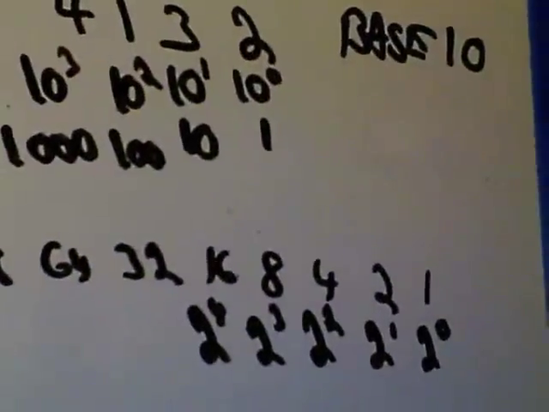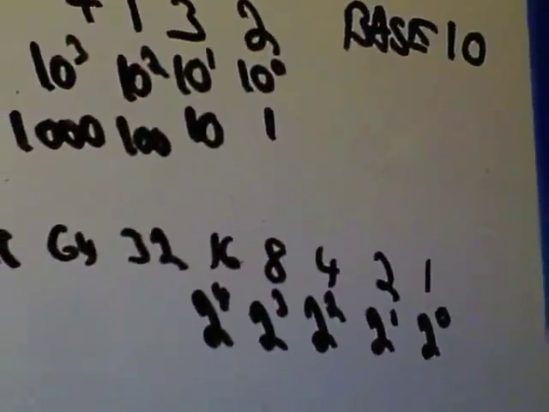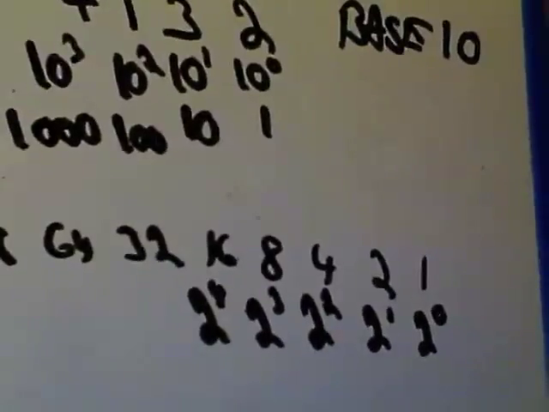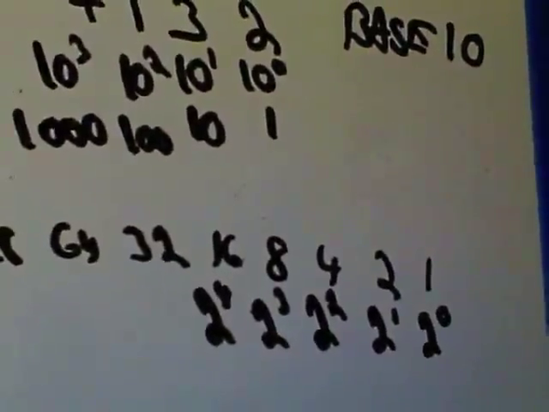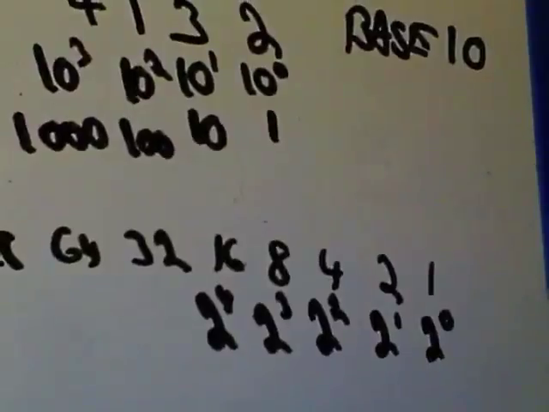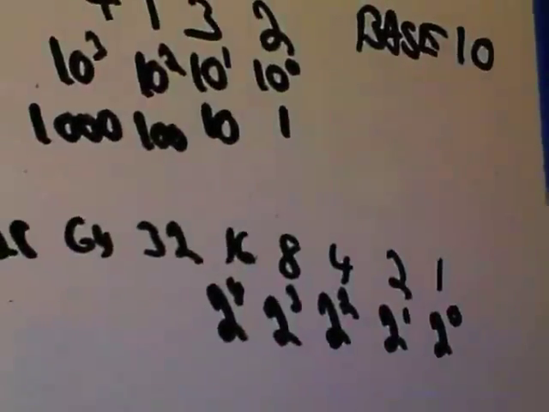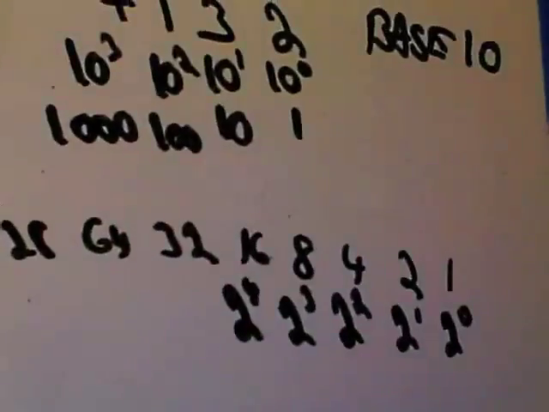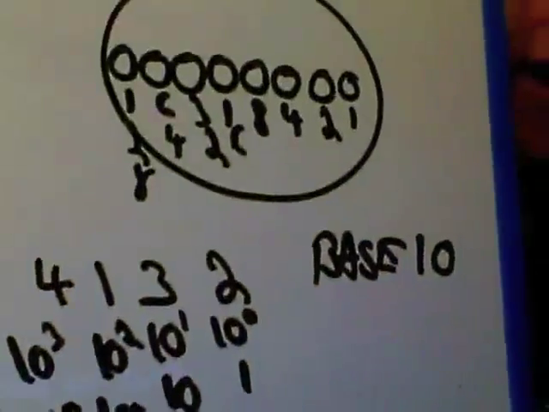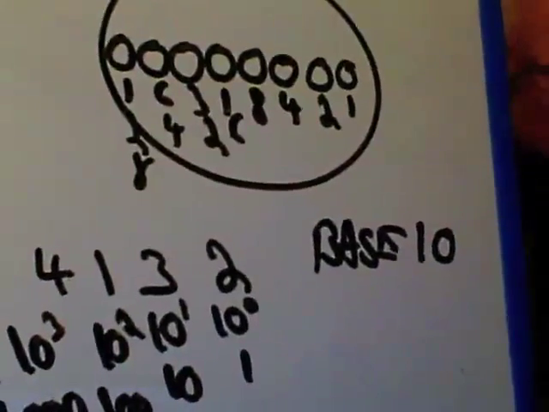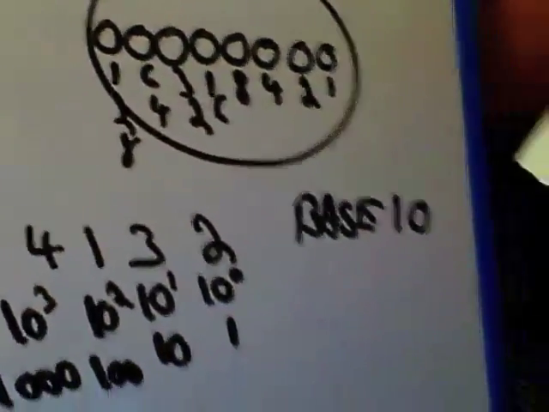What's 2 to the 0? 1. What's 2 to the first power? 2. What's 2 squared? 4. 2 cubed? 8. 2 to the fourth? 16. 2 to the fifth? 32. 2 to the sixth? 64. 2 to the seventh? 128. So what we use here is a binary, a base 2 numbering system to give us those values.